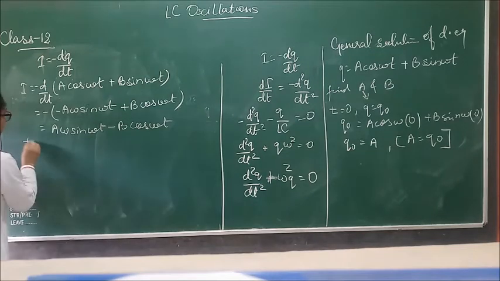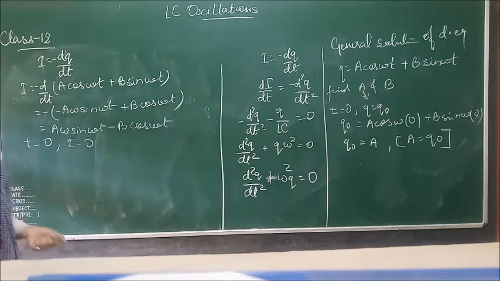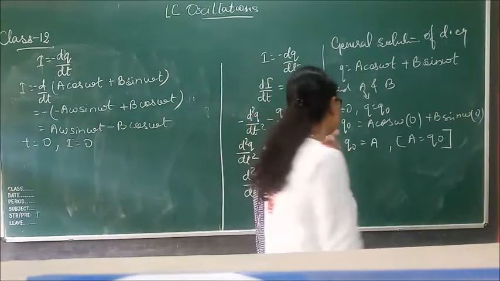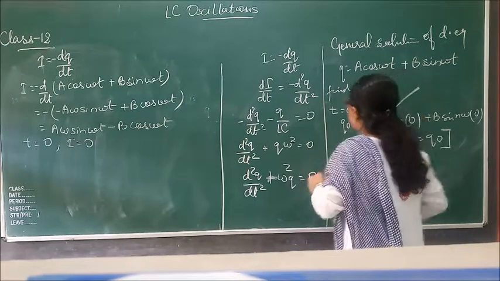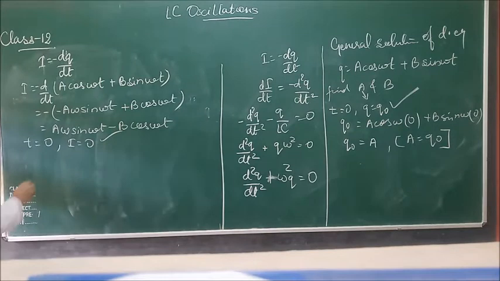Now you have to put T is equals to 0 and I is equals to 0. Here I put T is equals to 0 and Q is equals to Q0. This is the turning point of this derivation. Now this is I. Okay, I की value 0 put कर दिया मैंने.